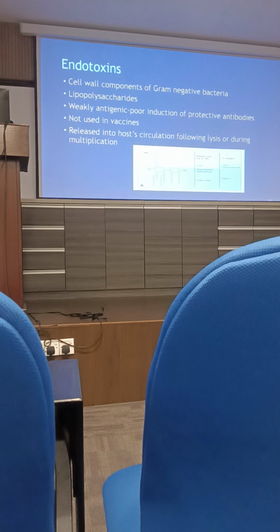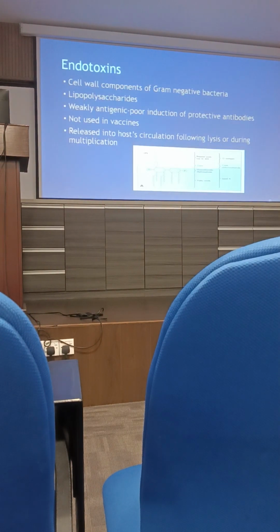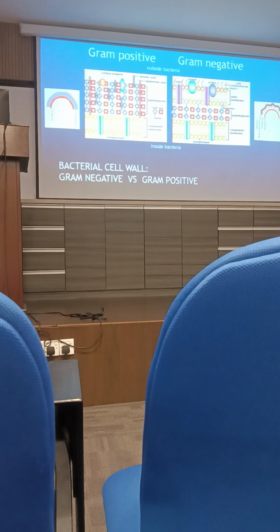It's released into host circulation following lysis or during multiplication. You see the three components of an endotoxin, the lipopolysaccharide: the lipid A, the core polysaccharide, and the O antigen. The toxic part is the lipid A. This is just to remind you again that gram-negative bacteria have this LPS or endotoxin in the outer membrane. So if you see endotoxin or LPS, remember gram-negative bacteria only.